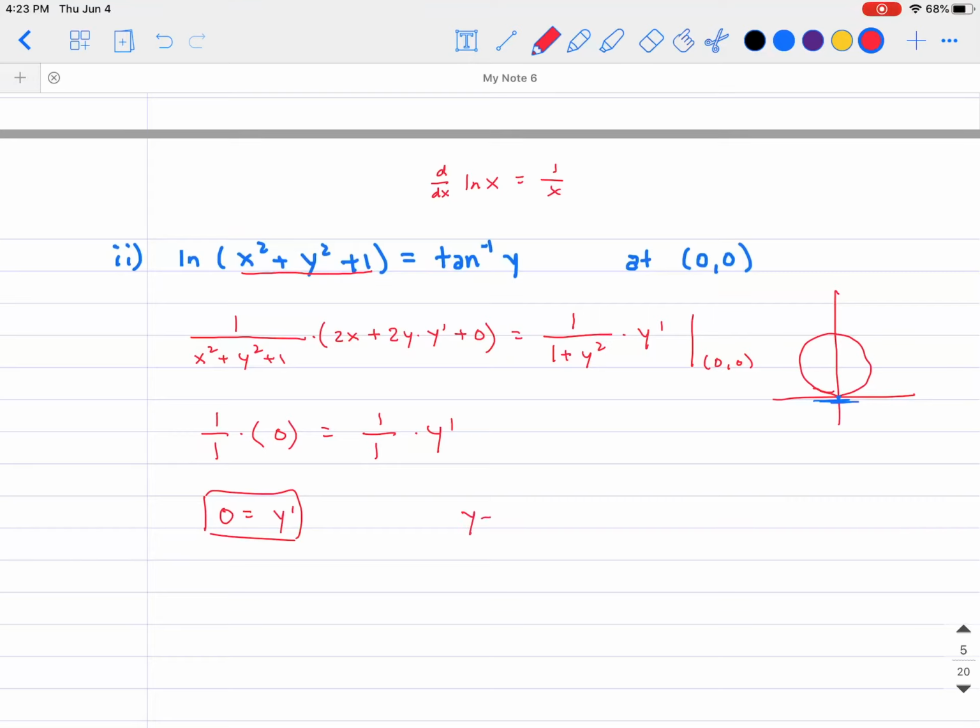And I guess if you want the equation of the tangent line, we can go ahead and plug in the point (0, 0). So y minus 0 is equal to 0 times x minus 0. Or you could just get y is equal to 0.